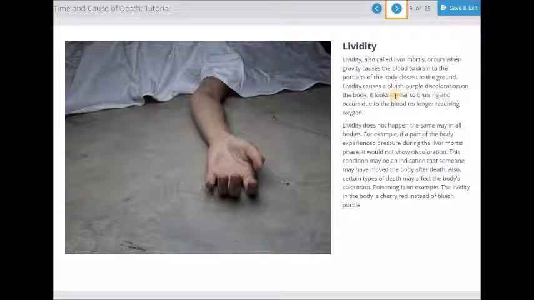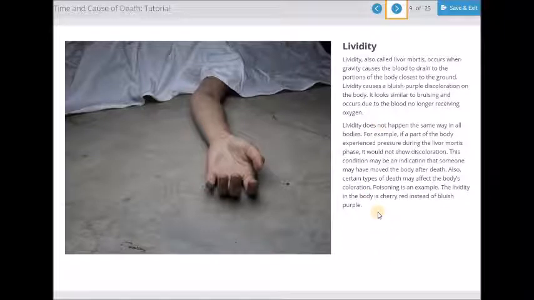If you're laying on your back, it'll be on your back. If you're laying on a side, it'll pull down to the bottom of that side. If you're laying face down, it'll do the opposite. Because the blood starts to coagulate a little bit, the skin turns bluish purple in color. It looks kind of like bruising, but that's because the blood's no longer receiving oxygen.